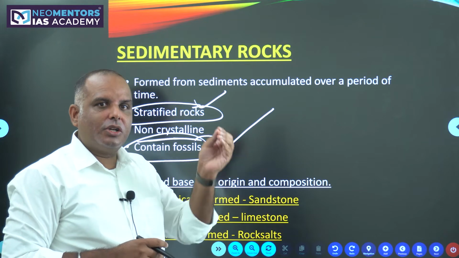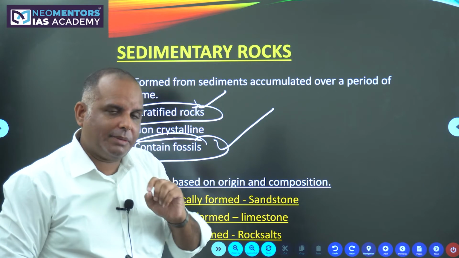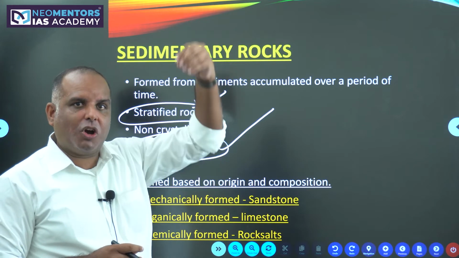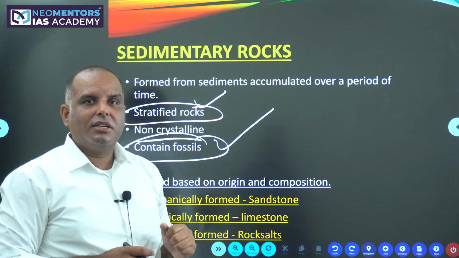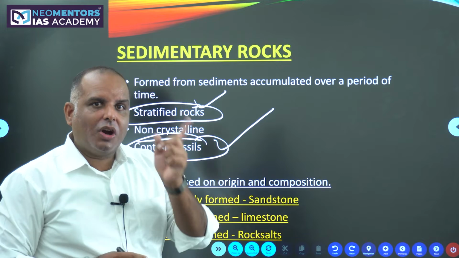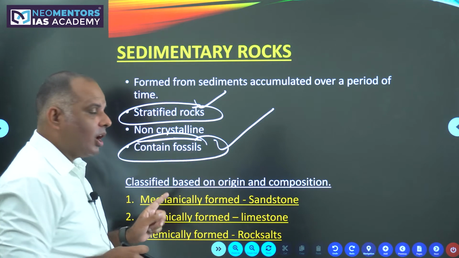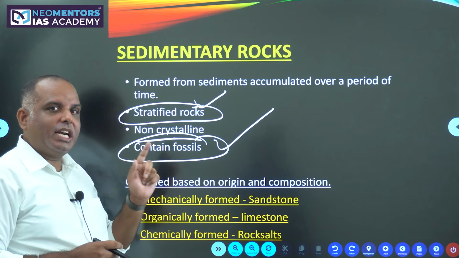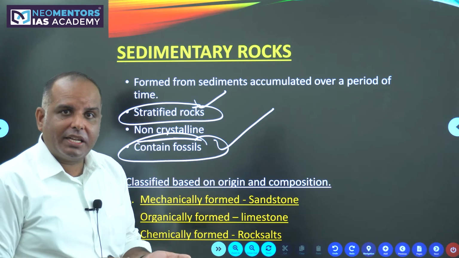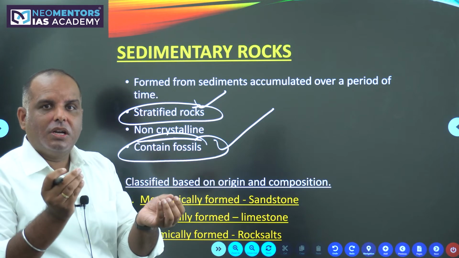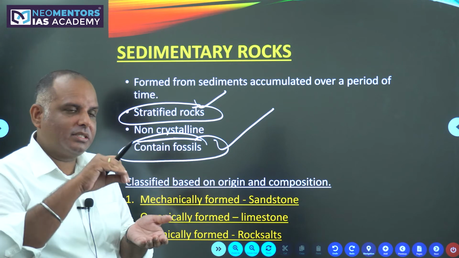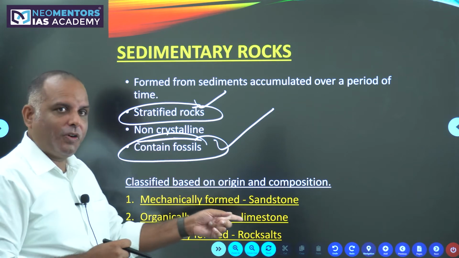When the sediments were continuously being deposited for a larger period of time, what would happen? There is a mechanical pressure being exerted by the topmost layers on the bottommost layers. Eventually this leads to the formation of a rock, right? This is called mechanically formed. Next, organically formed. The source of the sediment being organic material, skeletal material, shells of living organisms, etc. These all could be sources of the sediments. That's when they are called organically formed.